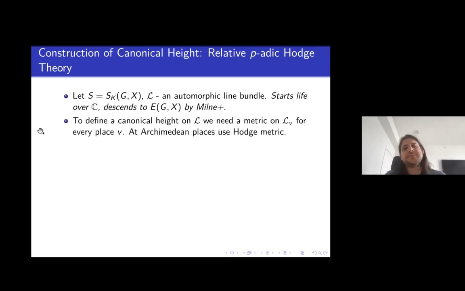To define a canonical height on a line bundle, it's by now pretty well understood that the right thing to do is, at every place, Archimedean and non-Archimedean alike, you have to put some sort of metric on it. So at the Archimedean place, you put a continuous metric of some kind. At non-Archimedean places, you have to put some kind of smooth metric, for whatever that means. And they have to glue up. So our job basically becomes, at every finite place, to assign metrics on these line bundles. At the Archimedean places, by the way, the problem is very simple. We just use regular old Hodge theory and use the Hodge metric.